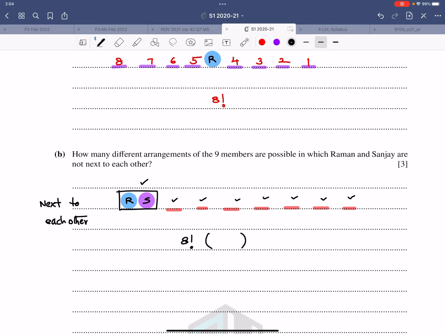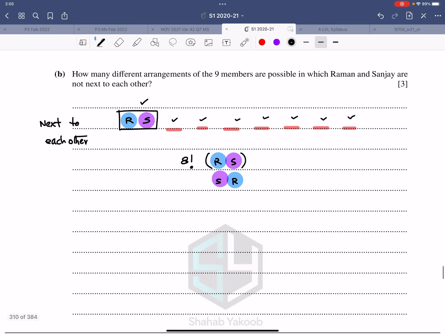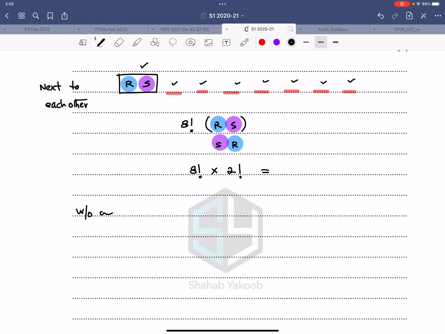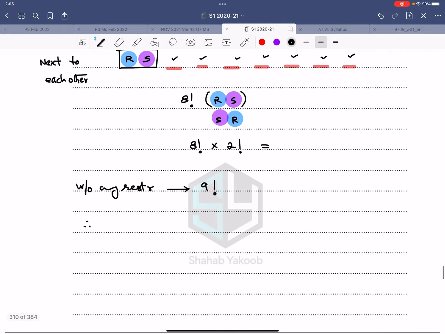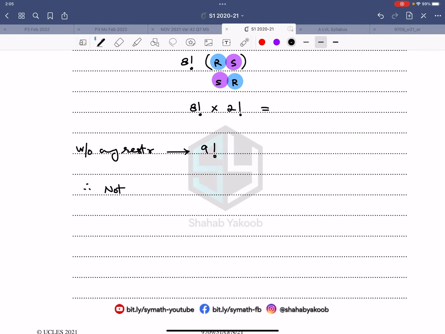What's happening inside the box? So inside the box, two options are there. It could be R, S, or it could be S, R. I'm just drawing it because the paper is so easy, I feel like over explaining it. So this is basically 8 factorial multiplied by 2 factorial. Together without any restriction, that is 9 factorial. Therefore, the answer for not next to each other will be 9 factorial minus 8 factorial times 2 factorial. Of course, you can also do it by the space method, and that will also be a direct working.